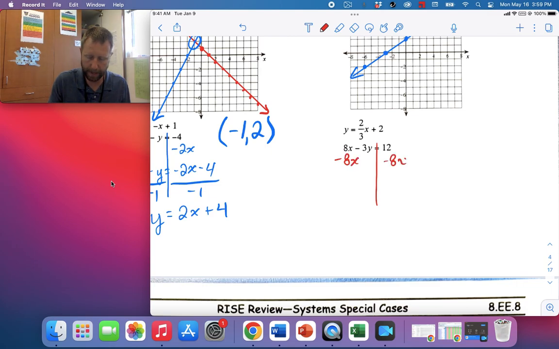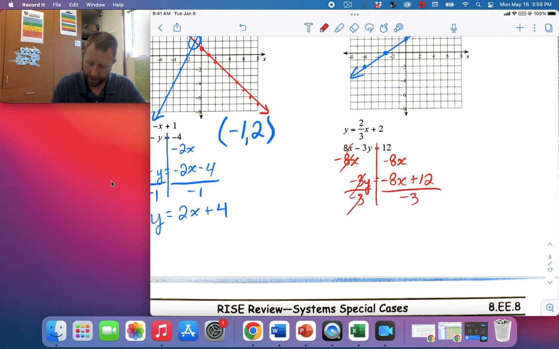That gets me negative 3y equals, and I'm going to put the x term first after the equal sign. Negative 8x, that 12 is positive, so it's a plus 12. Y is being multiplied by negative 3, so just divide everything by negative 3. That's going to get me y equals, a negative divided by a negative is a positive, so positive 8/3 x, that can't simplify. And then 12 divided by negative 3 is negative 4.